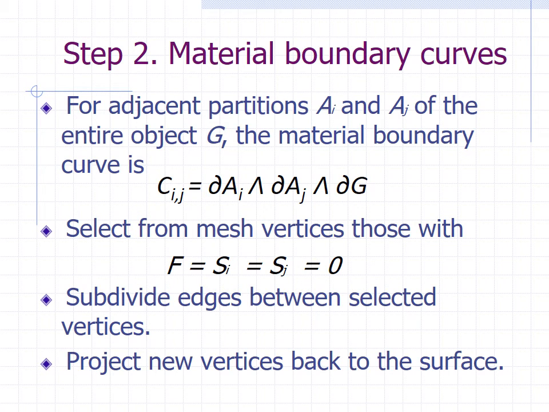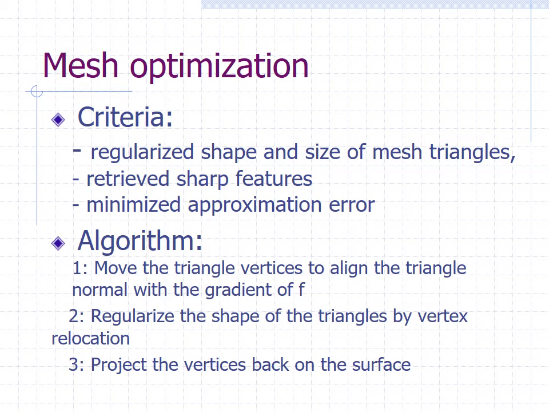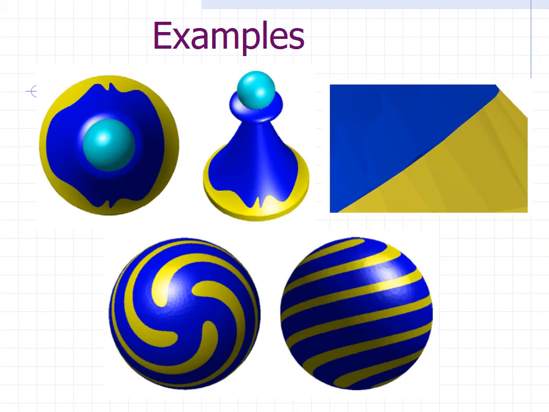The second step is to determine the material boundary curves. Step number 3 is assembly of meshes and boundary curves. The final step is mesh optimization. These are examples of polygonization of multi-material objects.